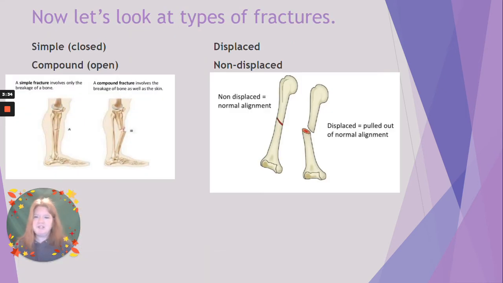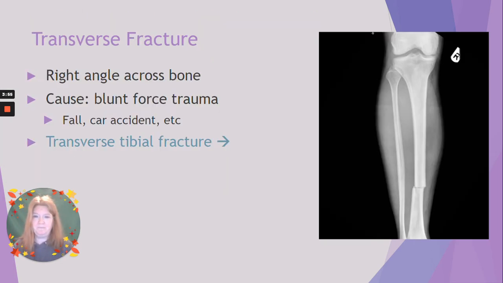All right, so now let's actually look at the kinds of fractures. Remember, simple, which is closed, open, which is compound, and then we have displaced, so they don't line up, and then we have non-displaced where they line up completely. Non-displaced, there's a fracture, but they're lined up, and displaced, there's a fracture, but they're not lined up anymore.